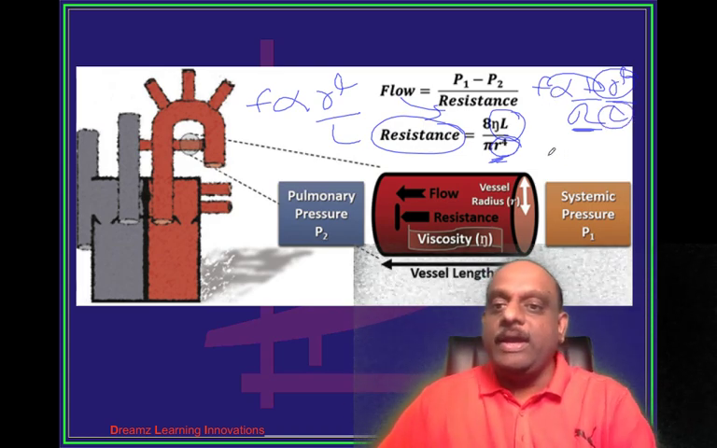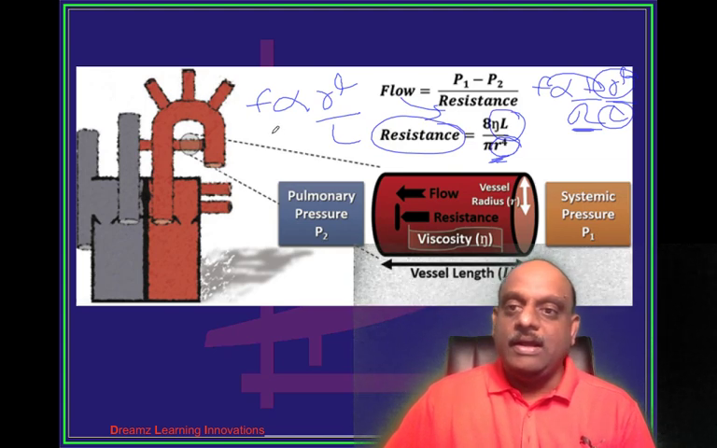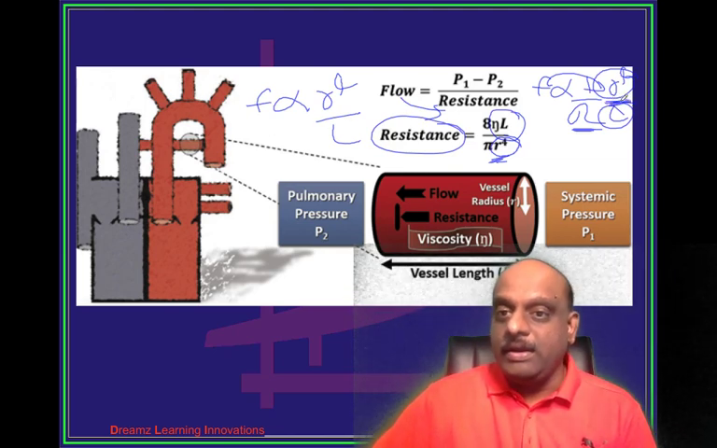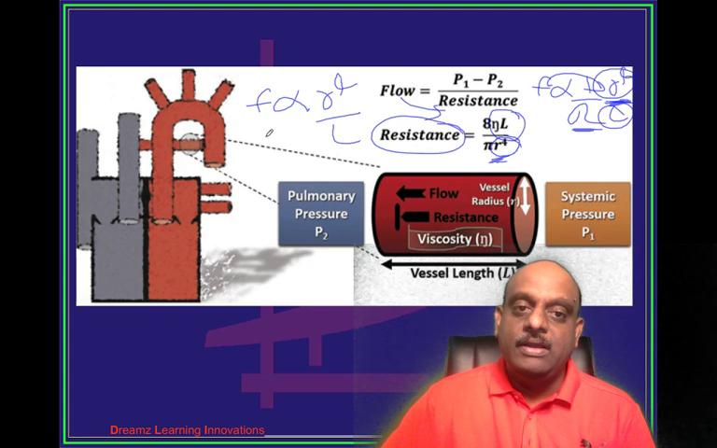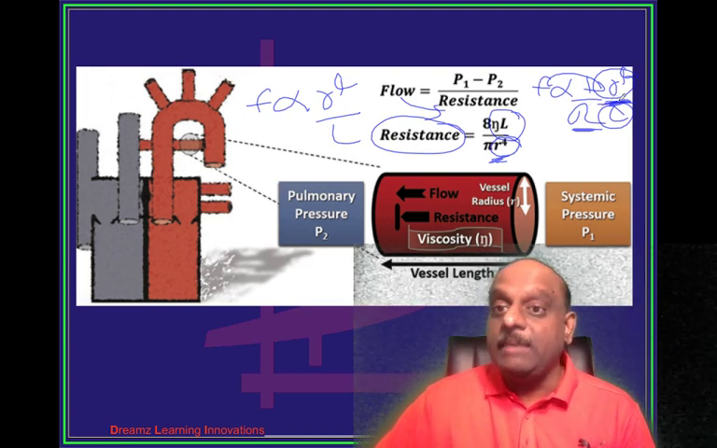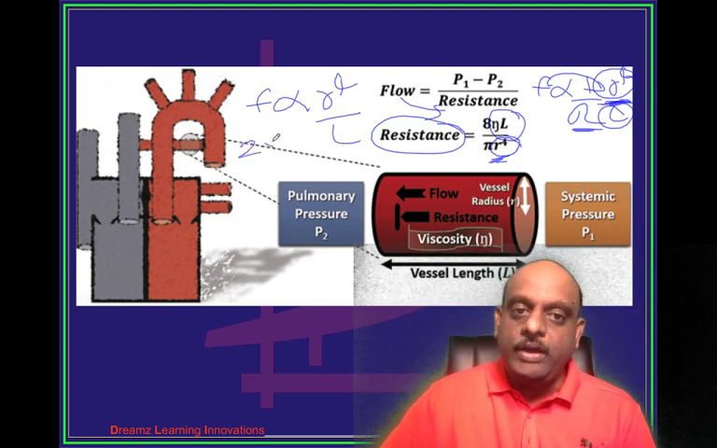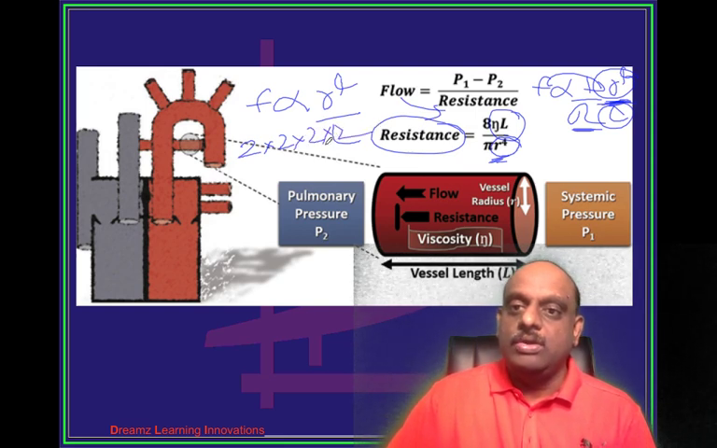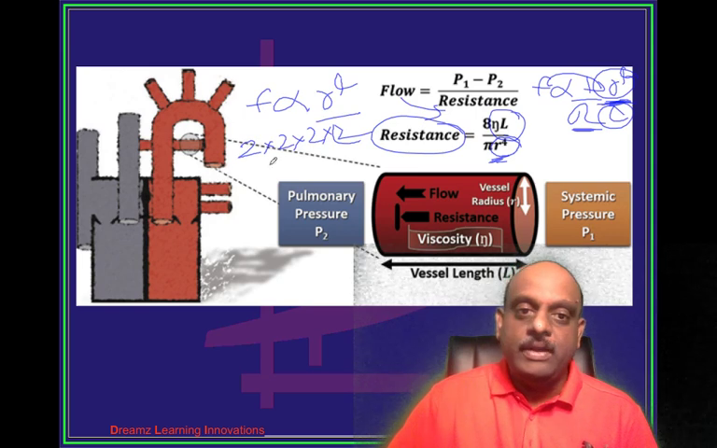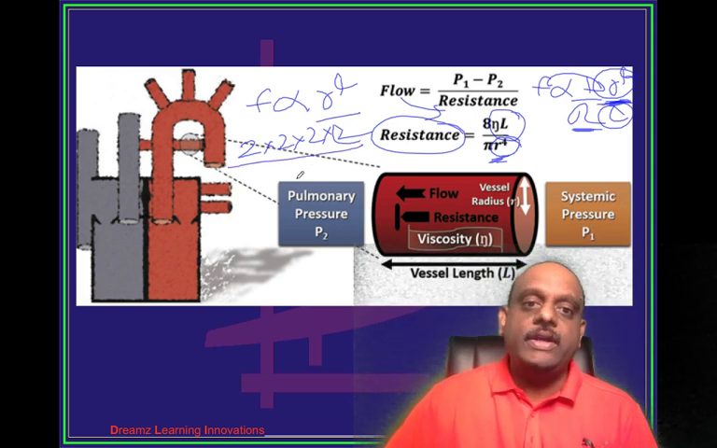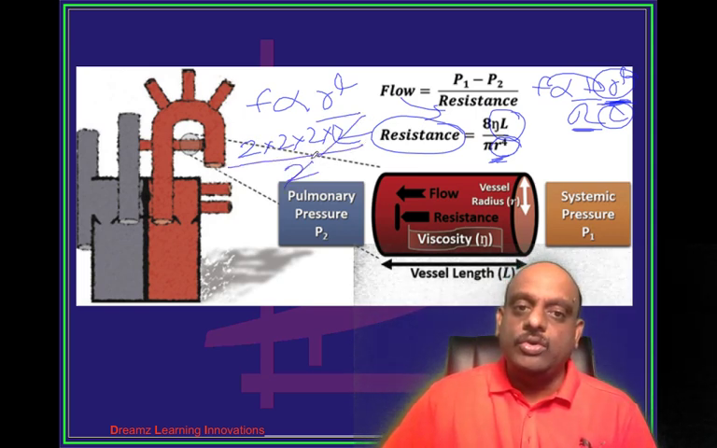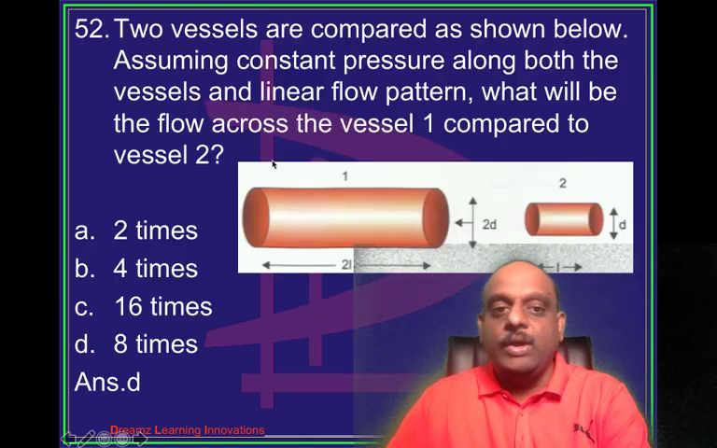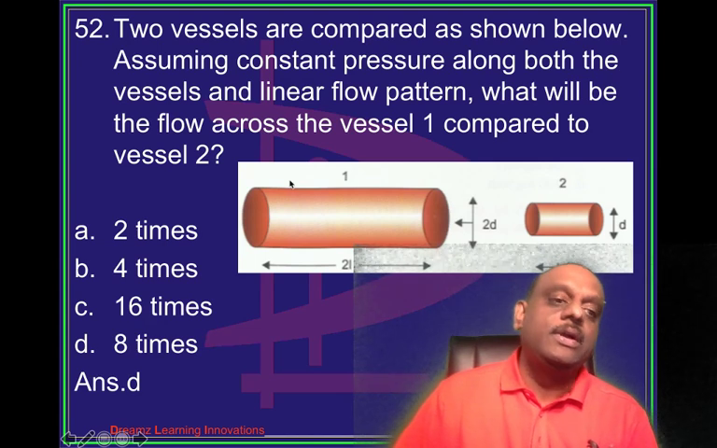अभी इसमें क्या हो गया? The radius is double. So 2 into 2 into 2 into 2, so 2 to the power of 4 divided by length, which also is double. So 2 cancel हो गया. 2 2s are 4, 4 2s are 8 हो गया answer. So 8 times is what you need to remember.